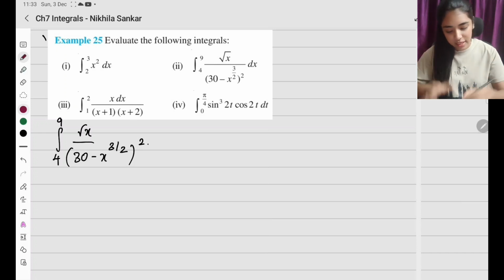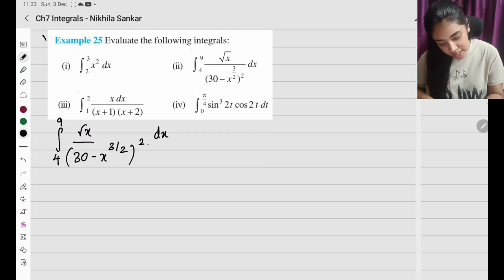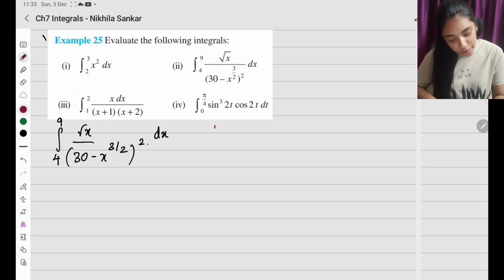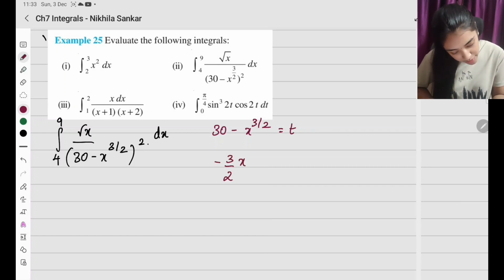Substitution, we have to do it like how we normally solve an integral. This is times dx. I'm going to change the variable. So, what happens when I substitute? 30 minus x to the power 3 by 2 equals t. 30 is a constant. I have minus 3 by 2 times x to the power 3 by 2 minus 1 times dx equals dt.